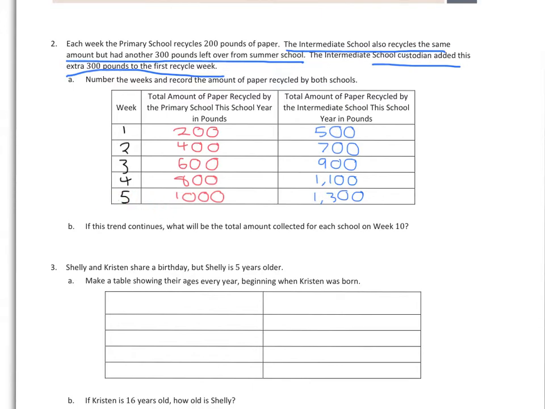So, some of you might be looking at these things and you're like, well, I see that week 5 is half of 10, and so if they saved 1,000 in 5 weeks, then in 10 weeks the primary school should be able to save 2,000, and if the intermediate school saved 1,300 pounds, then in 10 weeks they should also be able to recycle twice as much. And that's good thinking, but that doesn't actually work.